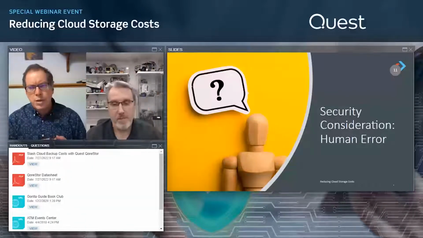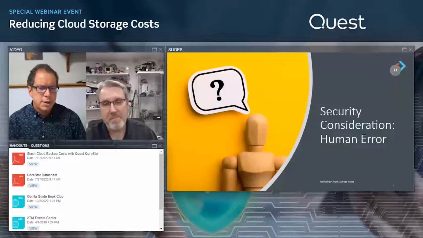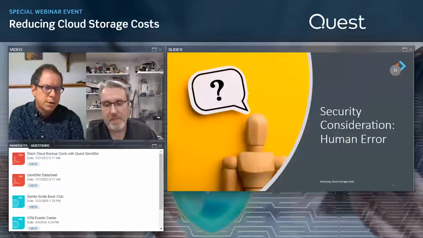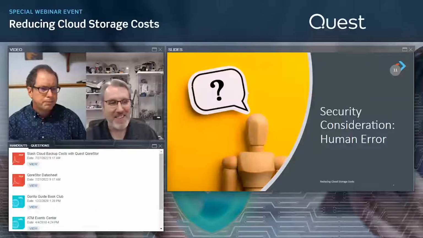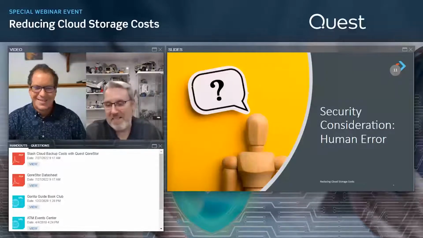So we hit on two of the things that I think we were going to talk about with security, the encryption and the immutability, but there was one other consideration that I know you have in mind, which is human error. It's been on your mind. So yes, to err is human, right? And it happens to all of us, right?